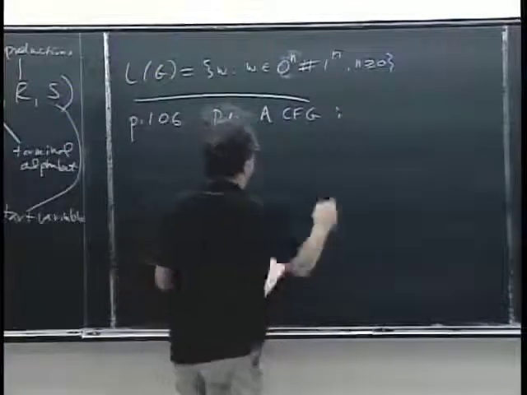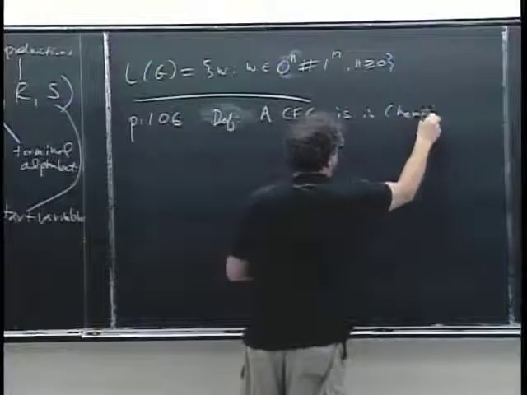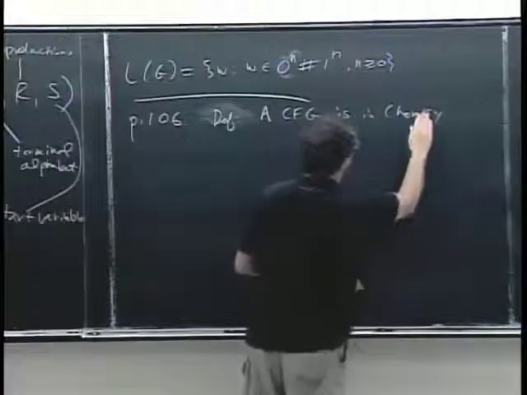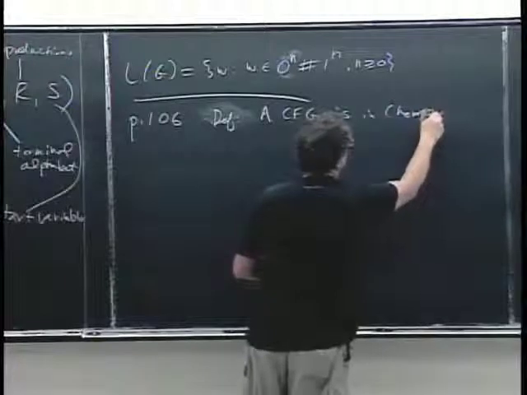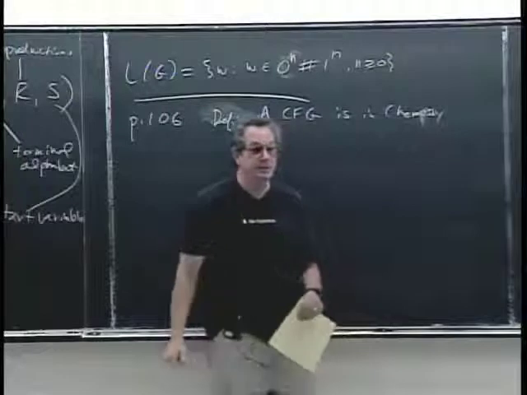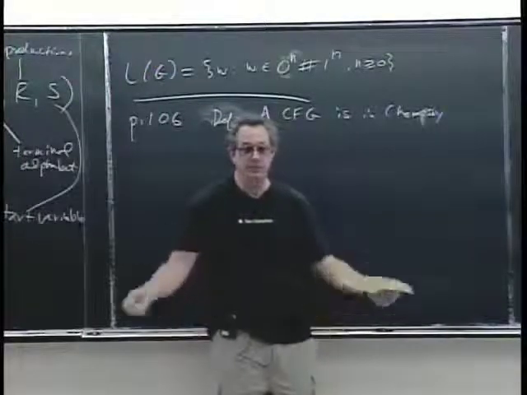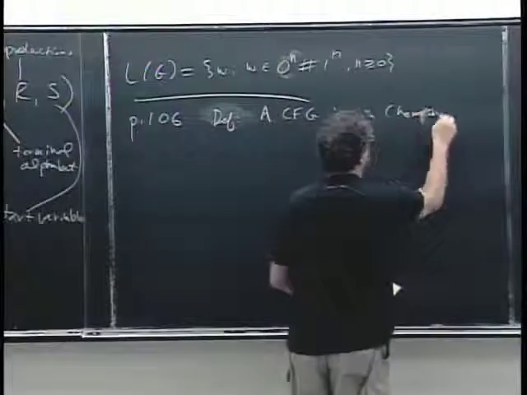A context-free grammar is in Chomsky. I don't think there's a P in there. No, yeah, there must be. Anyway, Chomsky. Anybody know how you spell Chomsky? Famous linguist. Famous. No P? Thank you. Chomsky, yeah.